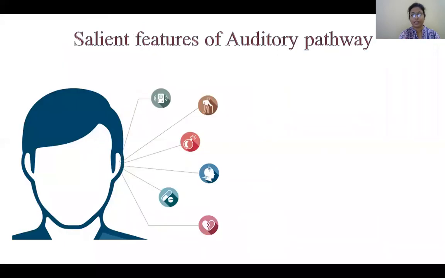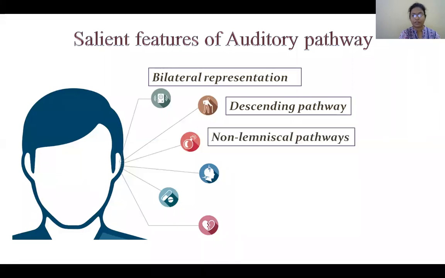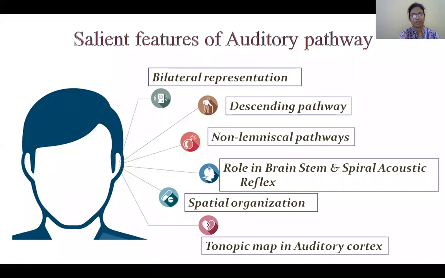Now coming to salient features of the auditory pathway. From the pathway, it is very evident that it has got bilateral representation. The second point is descending pathways. Third is non-lemniscal pathways, or another word for that is collaterals, which arise from the auditory pathway. Then it also has a role in brainstem and spiral acoustic reflex, also known as attenuation reflex, spatial organization, and tonotopic map in the auditory cortex. Now let us see these features in detail.